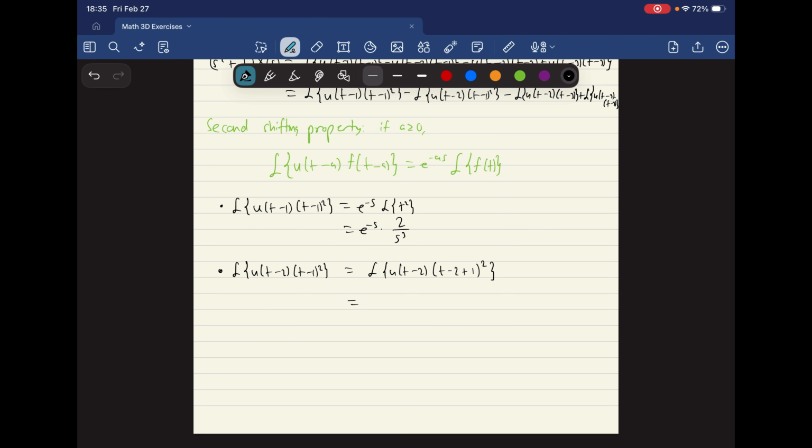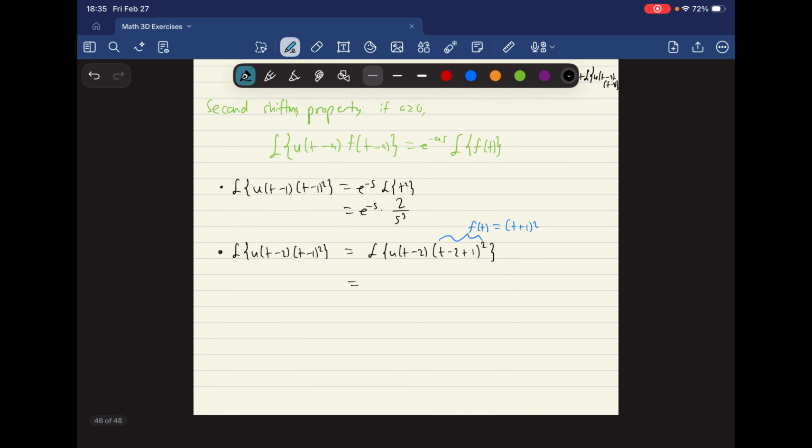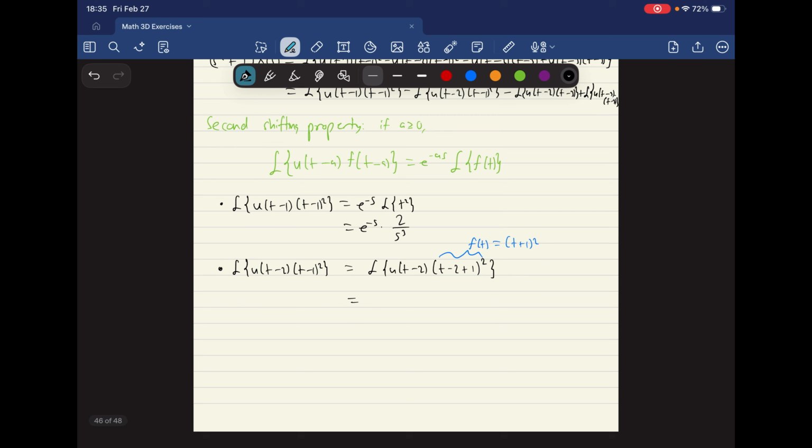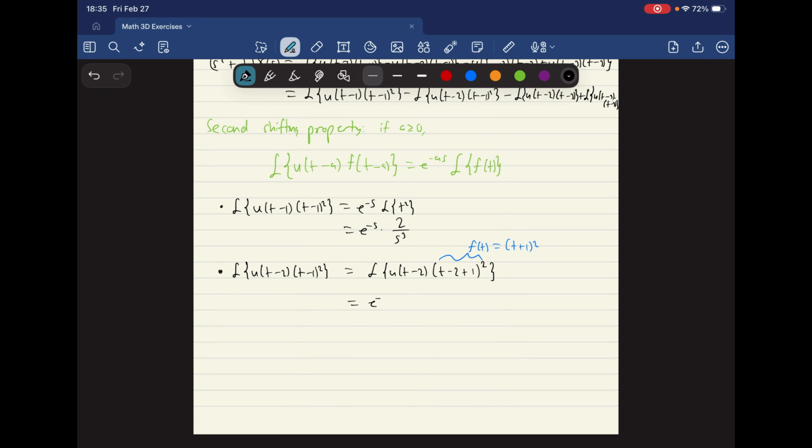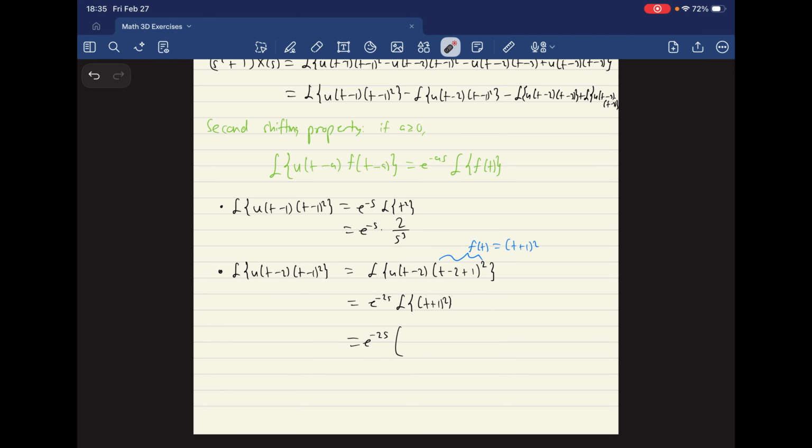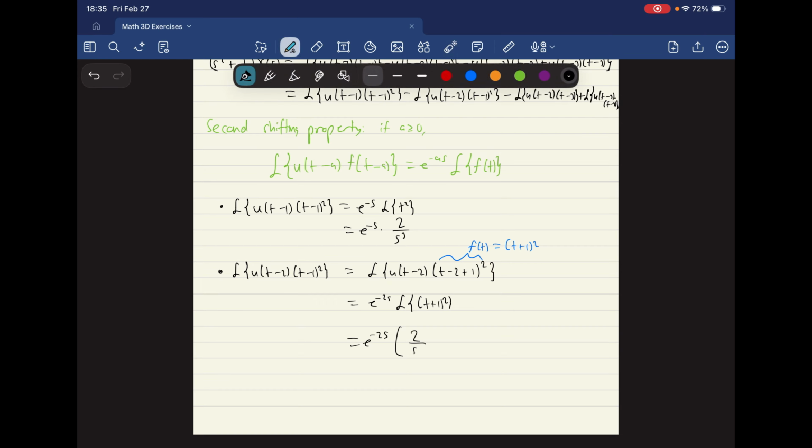And so now, by the second shifting property, notice here that my f of t is now going to be t plus 1 squared. So the Laplace transform of this is evidently going to be e to the minus 2s times the Laplace transform of t plus 1 squared, which in turn, if you FOIL this out and take the Laplace transform of each of the terms, you get 2 over s cubed plus 2 over s squared plus 1 over s.